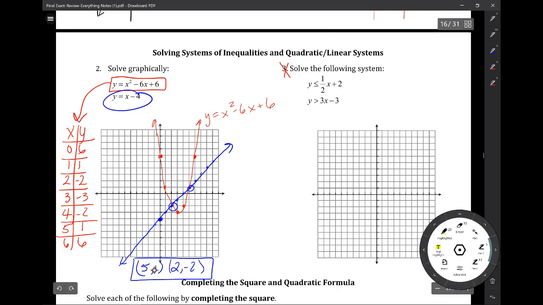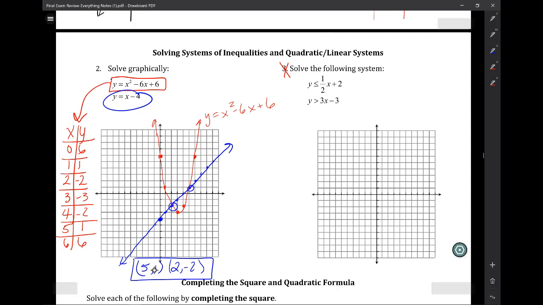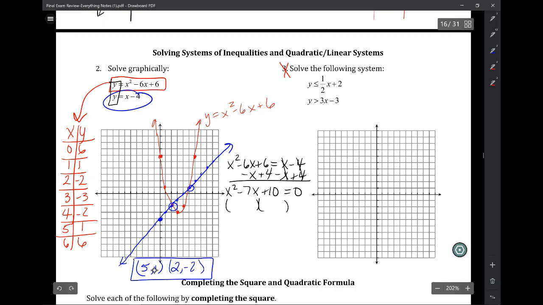more time, I'll just go to normal black, is because both of these are equal to y, I would essentially set these two equations, x squared minus 6x plus 6, equal to the other equation. And I would get that equal to 0, get it in standard form. So x squared minus 7x plus 10 equals 0, double bubble, x 5, x and 2. Both will be minus signs because it has to combine to a negative 7. T-chart it. I got x equals 5 and x equals 2.